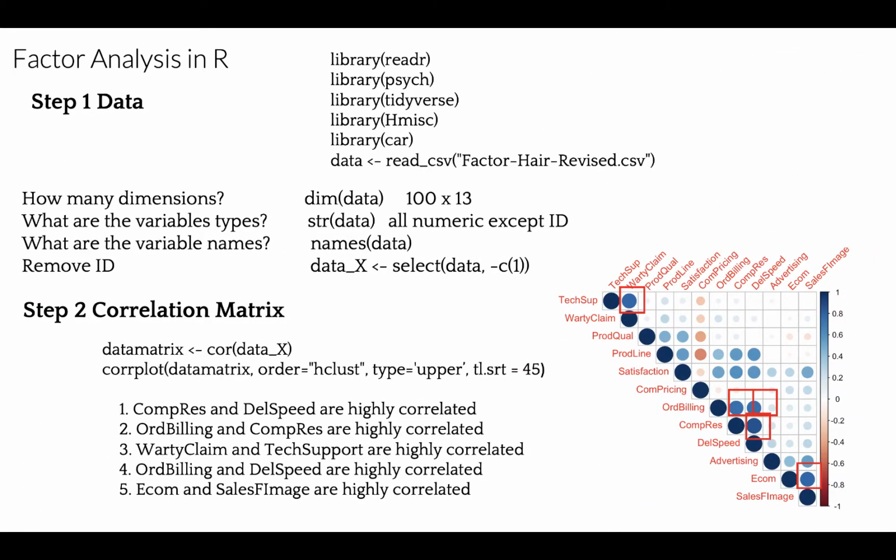Now it's time to perform factor analysis. Let's import the data and check the basic descriptive statistics. We notice that the variable ID is a unique number, and we can remove it. We can drop it from the dataset.